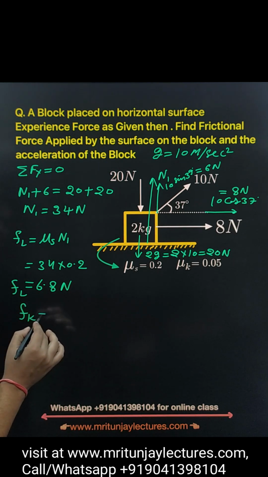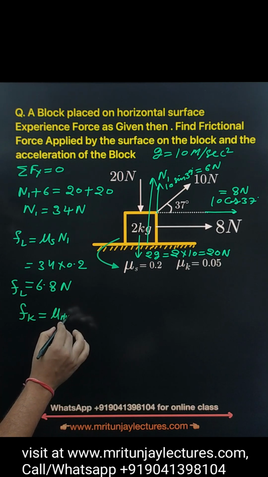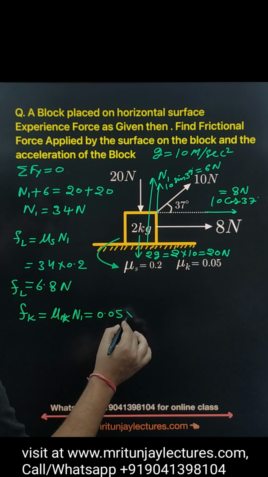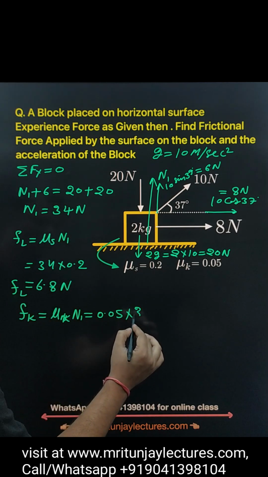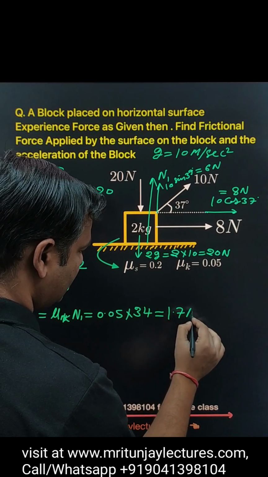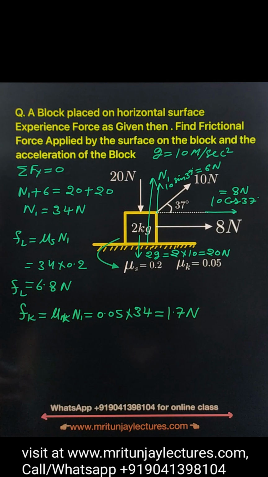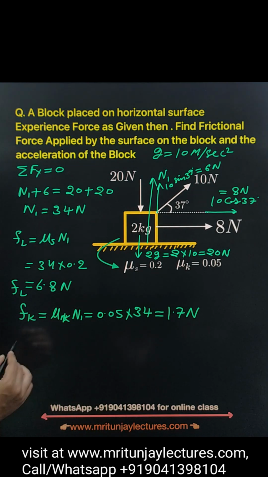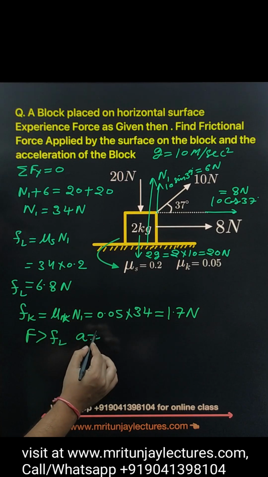And what about Fk? Mu k into N1. Mu k is 0.05. N1 is 34. So 0.05 into 34, that is 1.7 Newton. Okay. Now driving force 8 plus 8, that is how much? 16 Newton. So here driving force F is greater than FL, it means this block is moving, so acceleration is not 0.